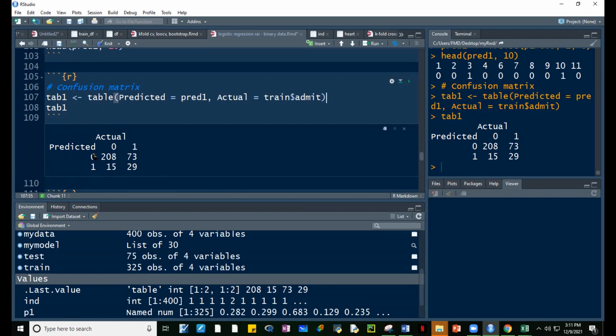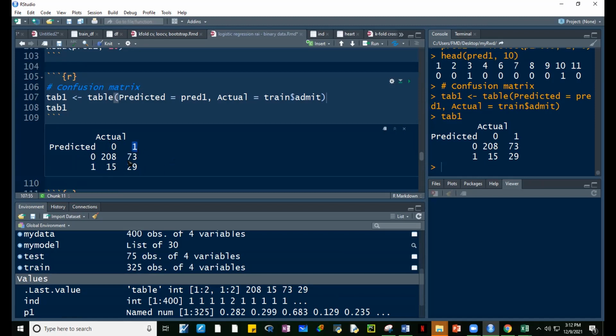Ano ibig sabihin nito? 0 predict, actual 0. Okay, 0 predict, dito na hindi ma-admit, actually hindi nga siya na-admit, no? So let's call this the true negative. Of course we can also call this true positive, depende naman how you interpret this, but I'll just call this true negative. Negative siya kasi hindi siya na-admit. So tama, no? Na-predict na hindi siya ma-admit, tapos actually hindi nga siya na-admit. Tapos ito, this is the true positive. Predict siya na i-admit siya, tapos na-admit nga siya.